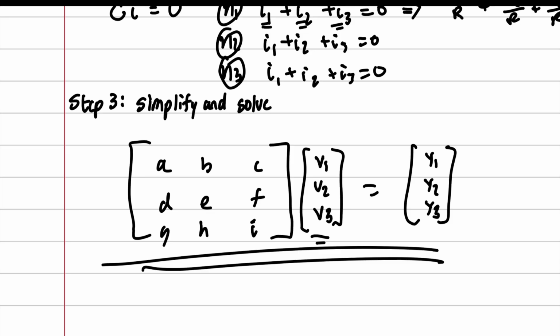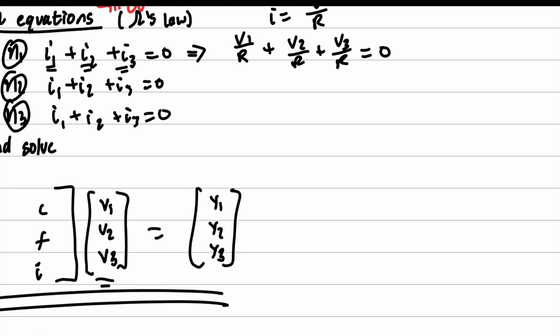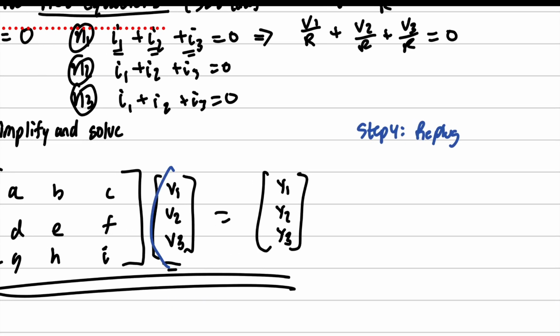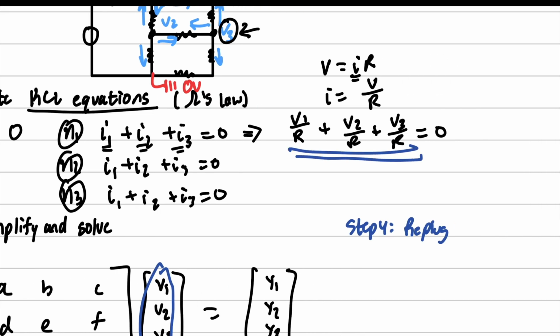And then a little step, I guess a step 4, would be to replug. So what do I mean by replug? Once you find all of these voltages, once you plug the voltages in here, you should get 0. If you do not get 0, then you must recalculate. There is something wrong.